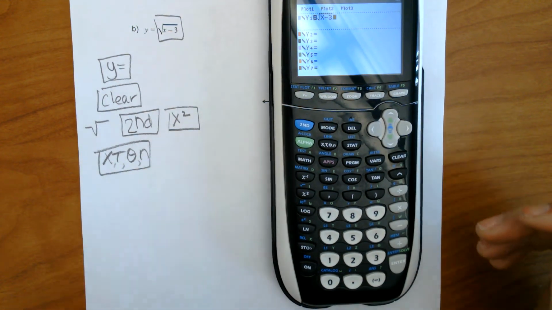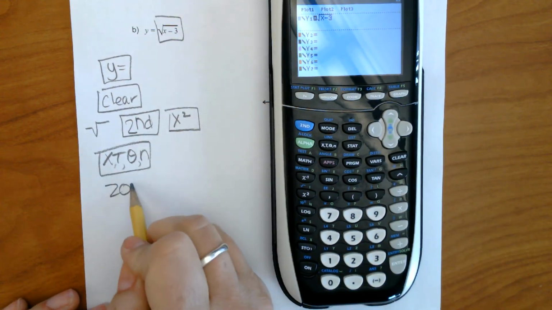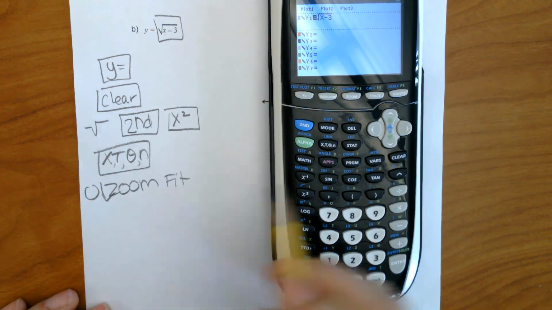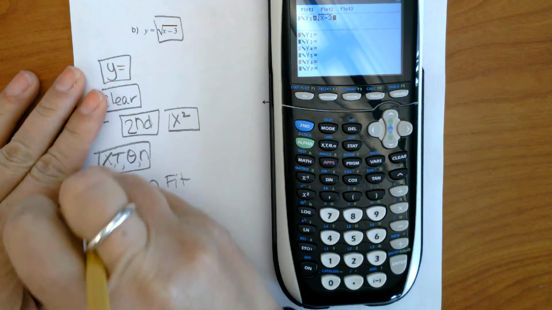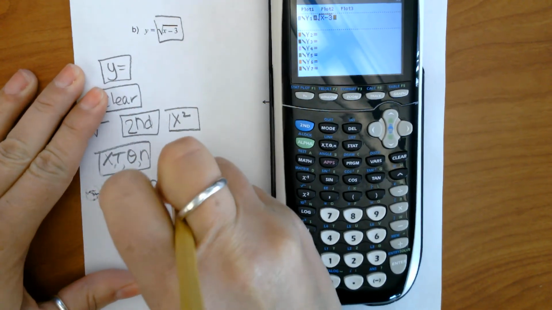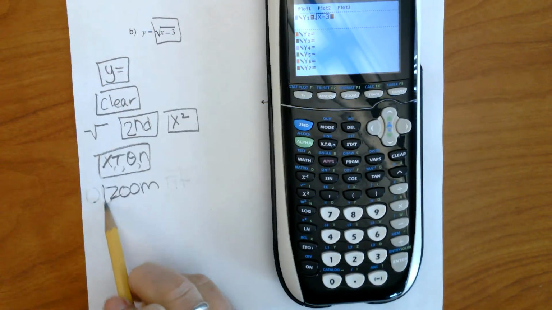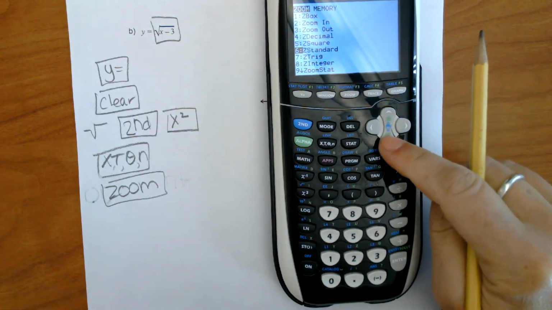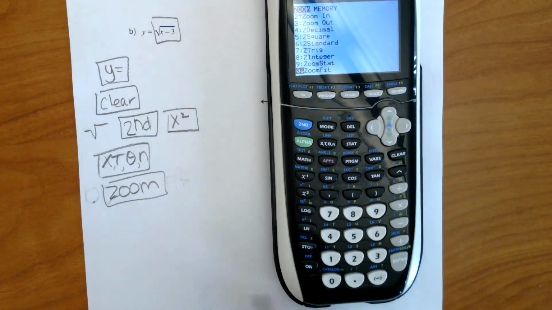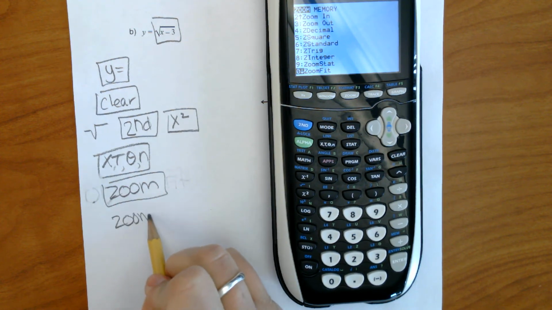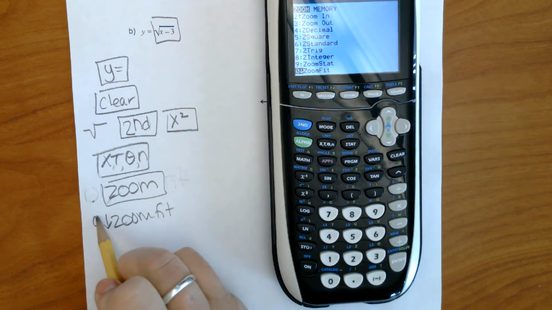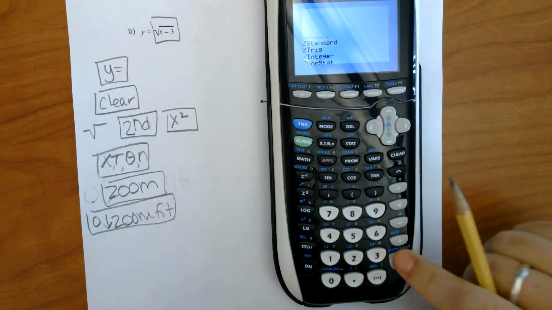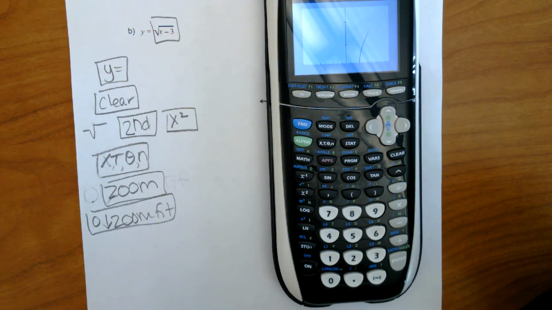Okay, so let's see what happens when we press zoom fit. So, oops, sorry, first we have to press zoom, don't we? Before we can do zoom fit. Okay, first we press zoom. Okay, zoom. Now we scroll down to zoom fit. Let's see what happens when we press zoom fit. Sometimes you might not like how the graph looks, so let's see what happens. Oops, enter.